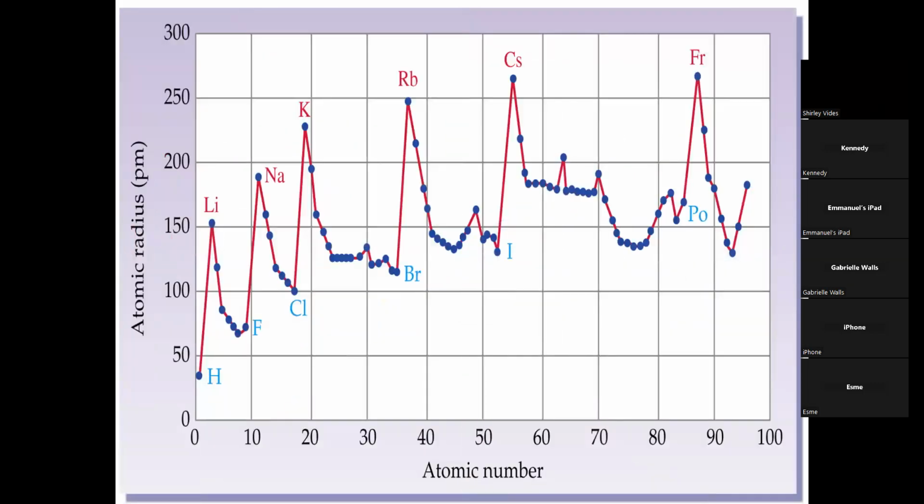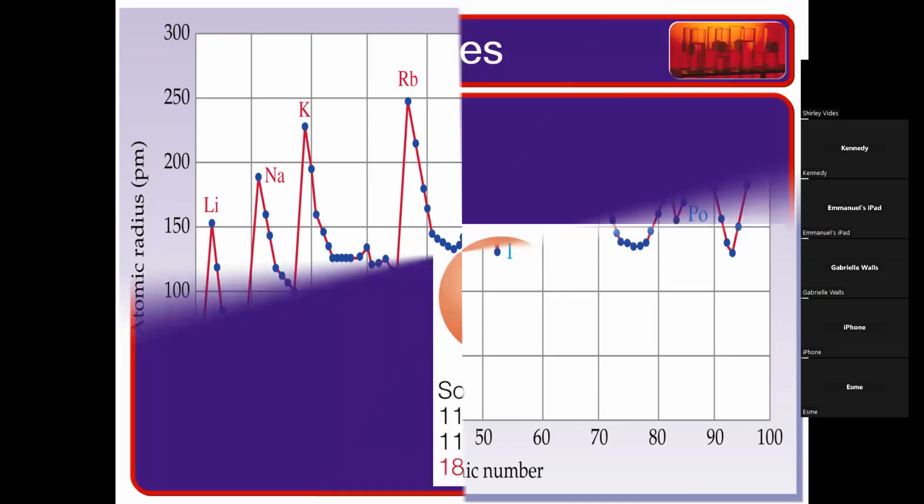And there are all your top ones, as I told you: lithium, sodium, potassium, rubidium, cesium, and francium are all 1As. And all the bottom ones down there are the ones in group 7 in this case. But there are also the noble gases in this one.